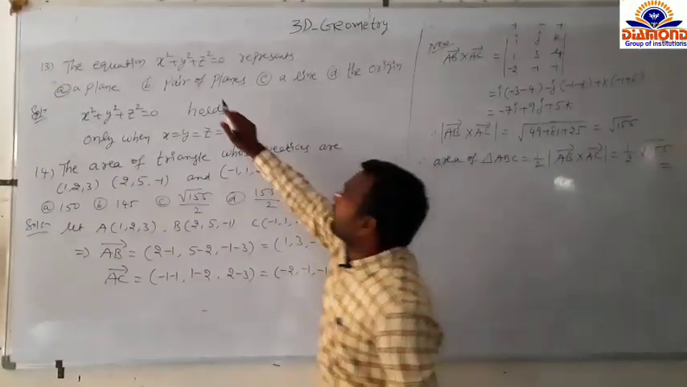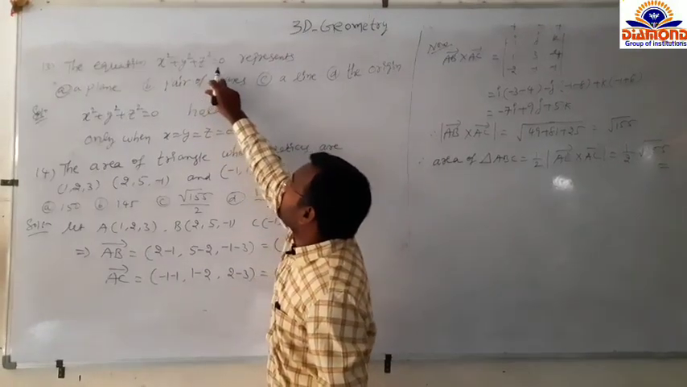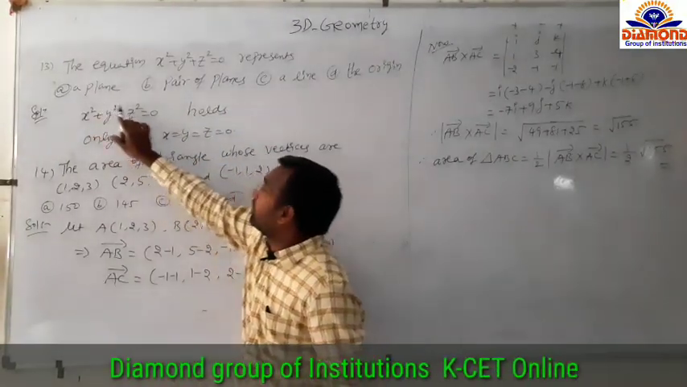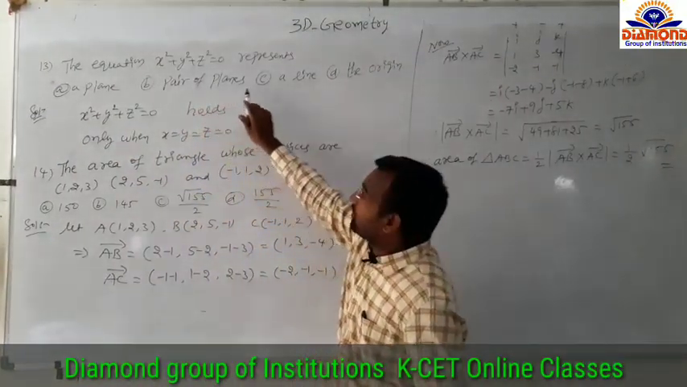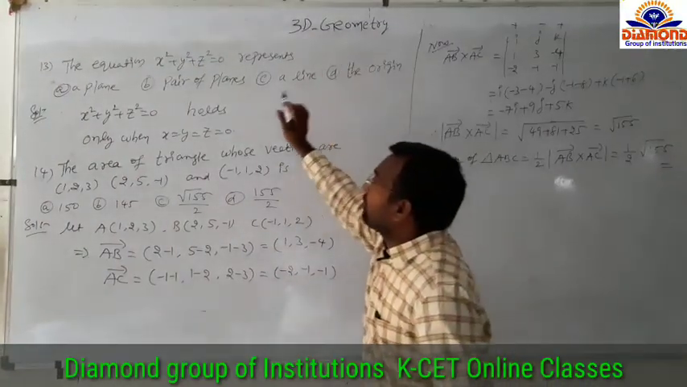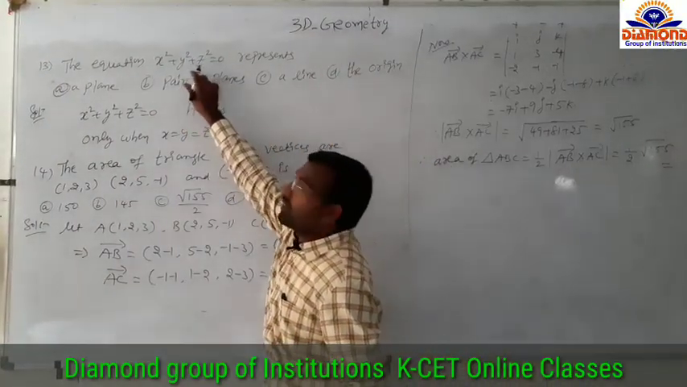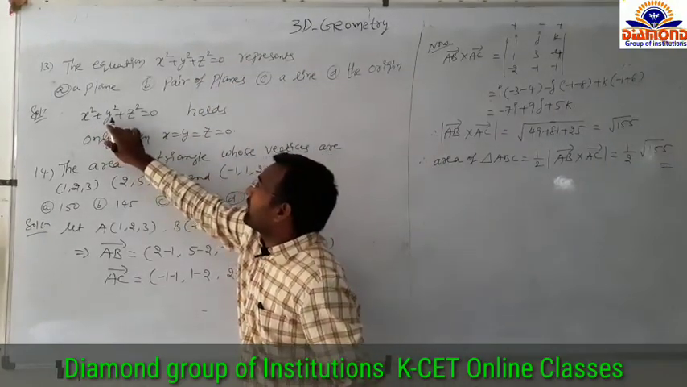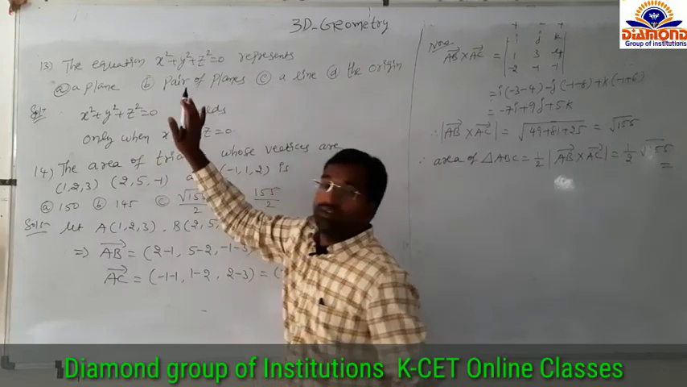Next question, the equation x square plus y square plus z square equal to 0 represents what? First option plane, second option pair of planes, third option line, fourth option origin. So, the given equation is x square plus y square plus z square equal to 0.